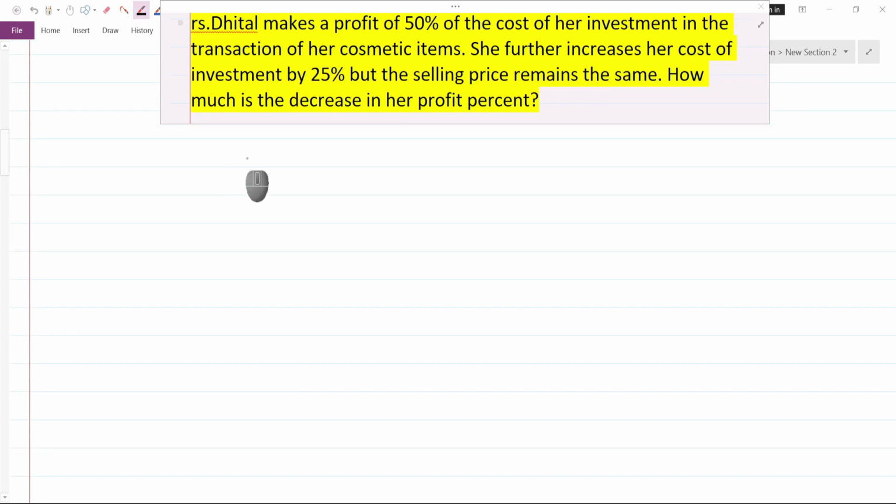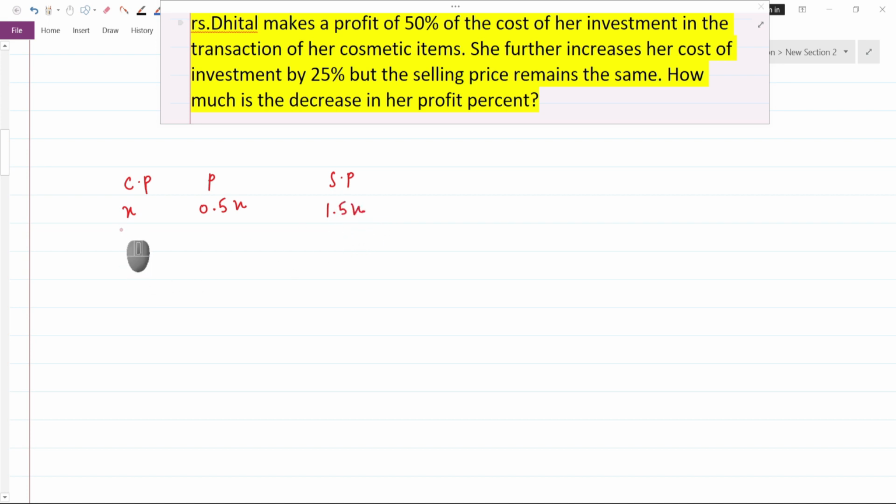Now I am solving it by letting x. It is also very easy. What is our initial investment? That will be our cost price, CP. So let the initial investment be x, and it is telling us a profit of 50%, so the profit amount is 0.5x. 50% of x is 0.5x, and our selling price is equal to cost price plus profit, that is x plus 0.5x, which becomes 1.5x.